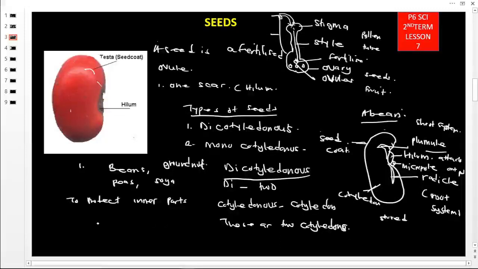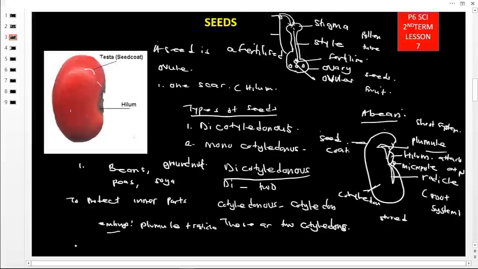When I talk of the embryo, when we are discussing the seeds here, this word embryo means the combination of the plumule plus the radicle. So instead of saying plumule and the radicle, we use one term that is called the embryo. So this embryo grows or develops into a seedling, the seedling being the young plant.